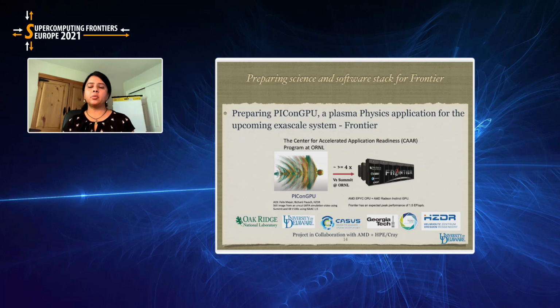The goal here is that whatever code PIConGPU runs on Summit, which is the current system at the Oak Ridge National Lab and is ranked second in the Top 500, the idea is to get 4x times whatever we're running on Summit to Frontier. Frontier is being built, so we are using baby Frontier systems to figure out how to get to Frontier when it is really in place, which is very likely to happen at the end of this year.